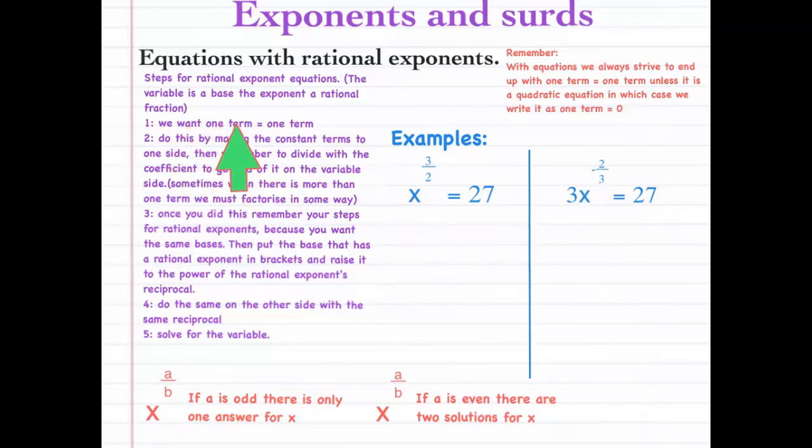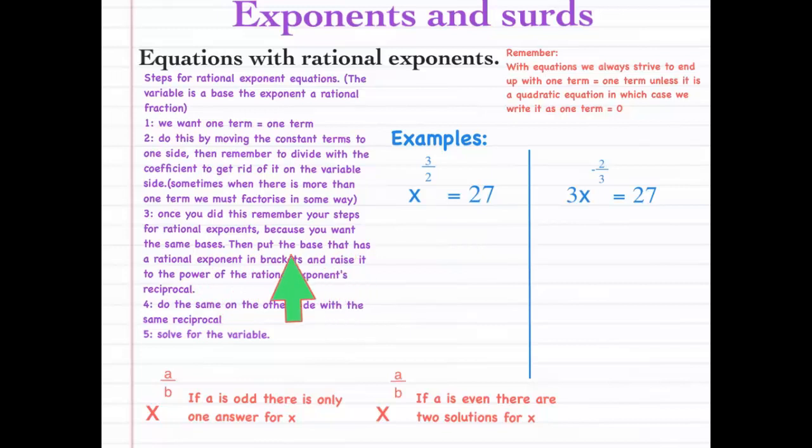Now, we want one term equals one term. Do this by moving the constant terms to one side, then remember to divide with the coefficient to get rid of it on the variable side, because sometimes the variable has a coefficient and we want to get rid of that coefficient, especially if there's numbers on the other side, right? So a number can always be divided with a number. Sometimes when there is more than one term, we must factorize in some way, and that we learned in the previous lesson. Now, once you did this, remember your steps for rational exponents, because you want the same bases.